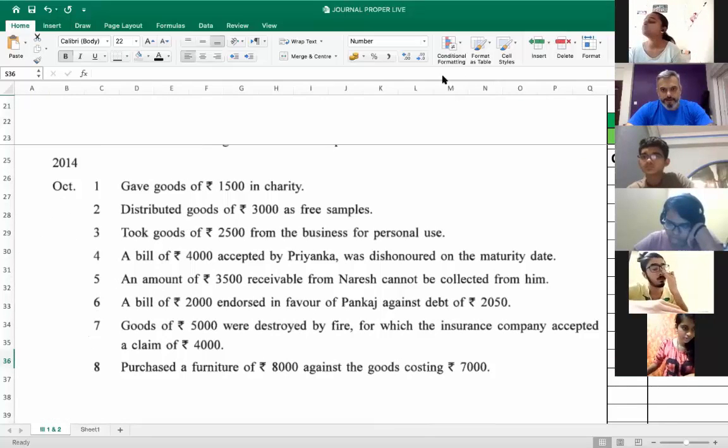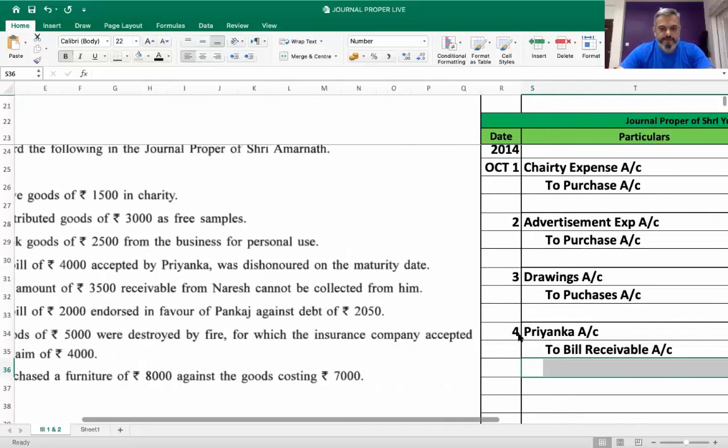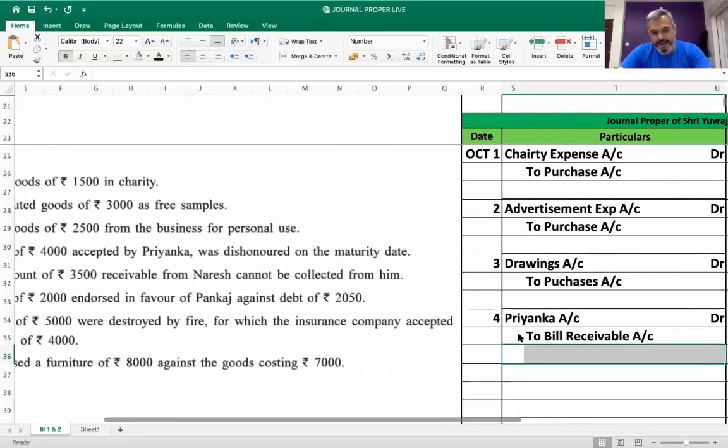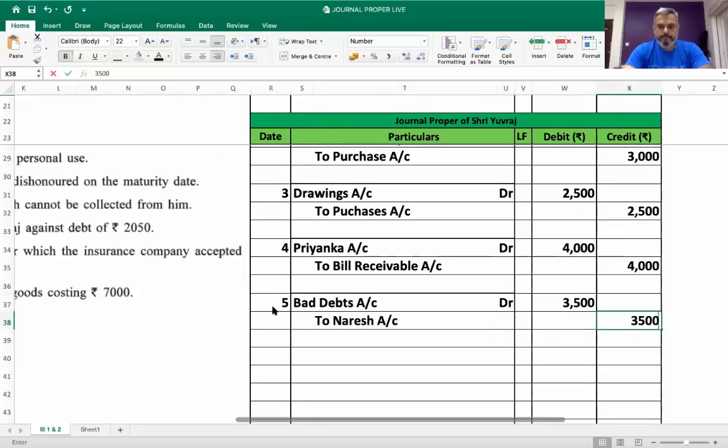Now, fifth one. A bill, an amount of 3,500 receivable from Naresh cannot be collected from him. Now we are not able to collect this amount from Naresh, so this becomes our bad debts. So write the entry: bad debts account debit, amount is 3,500, to Naresh account, 3,500.